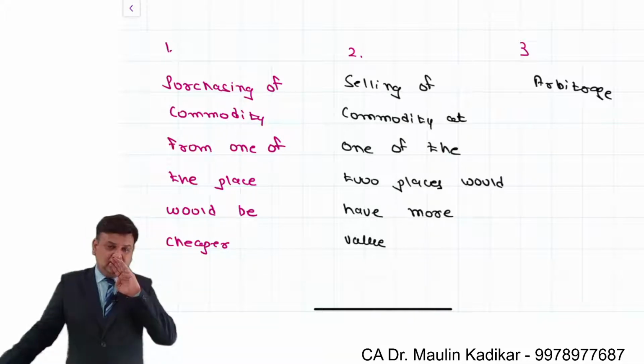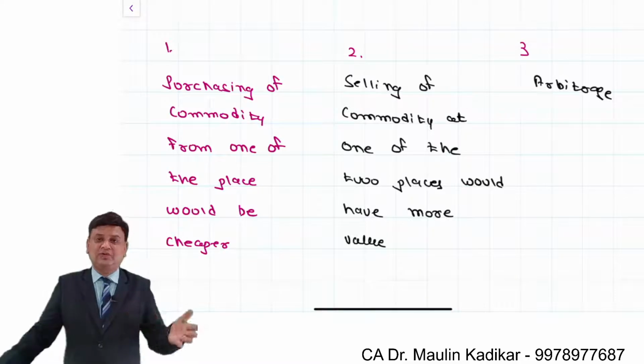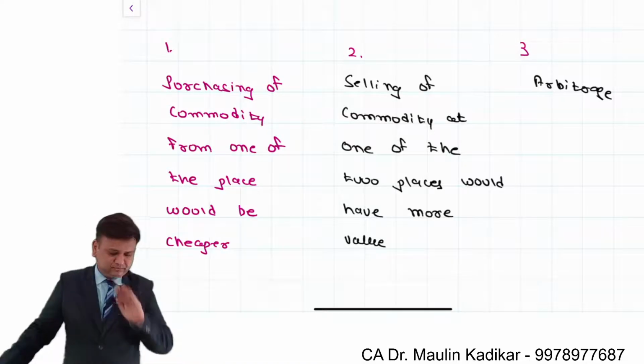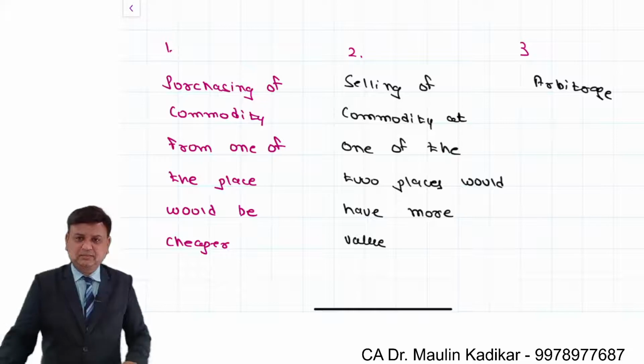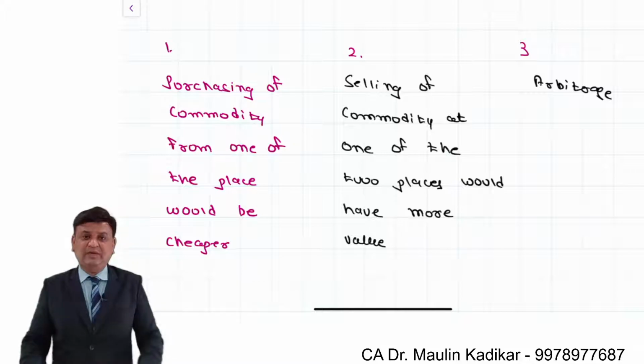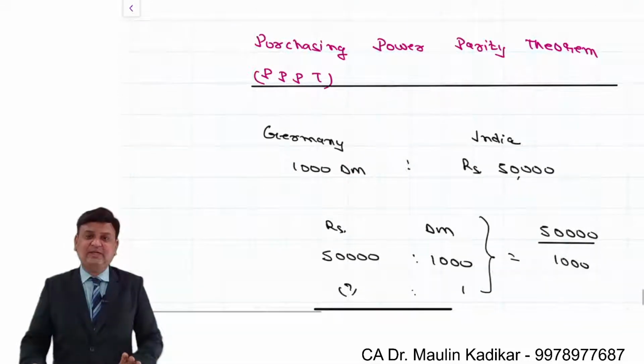Anybody would be able to earn by giving some contribution in the economy by way of labor, by way of capital, or by any other way. So the exchange rates are adjusted in such a way that the value of all commodities all over the world would be the same. This is the theory called purchasing power parity theorem.